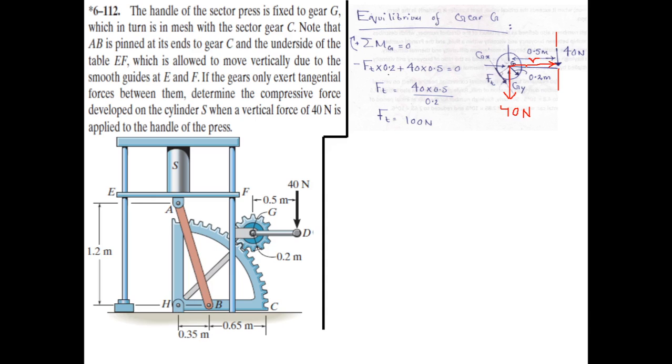Then you make a curl from this R towards this F, and this curl will give you the rotational sense of the moment exerted by this 40 Newton force about point G. As you can see, this curl is indicating that this moment is clockwise. So this moment is clockwise, that is why positive. So this is how you calculate the rotational sense.